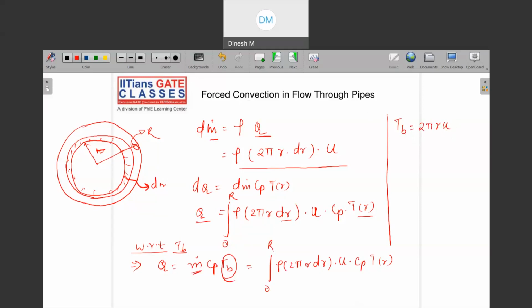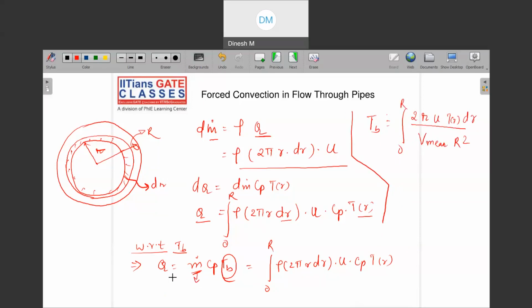Let me write it in a better manner. So your TB, in fact, is equal to the integral from 0 to r. This integration, you cannot get rid of. They will give you these values if they wish you to integrate it. Then this is 2 times r into u into T itself as a function of r into dr divided by V mean into r square.